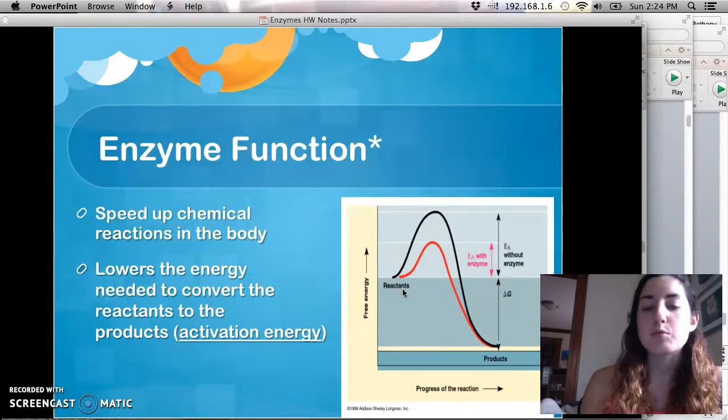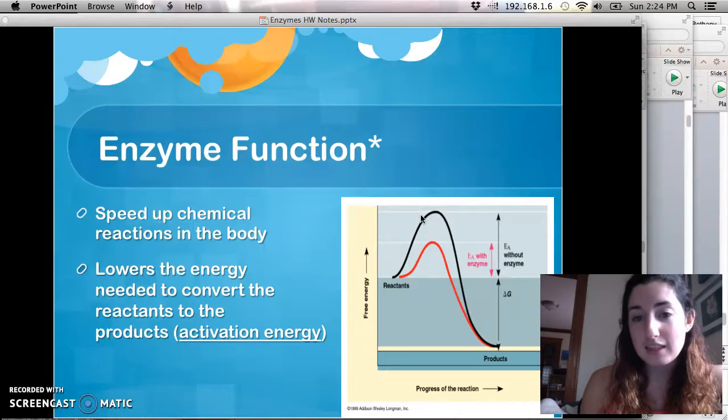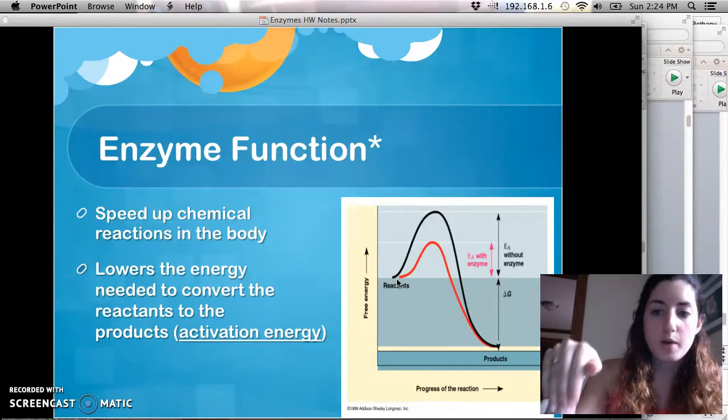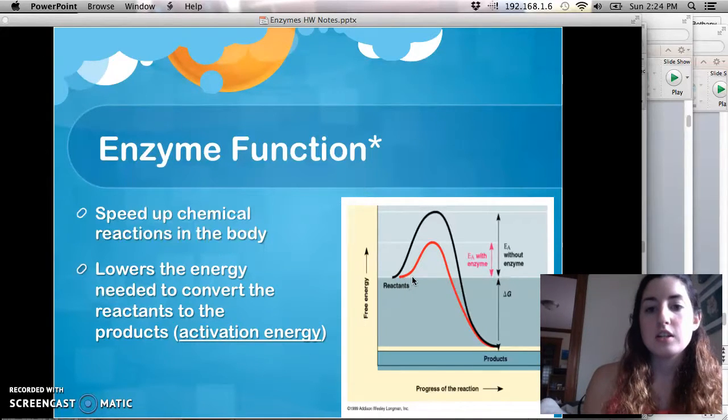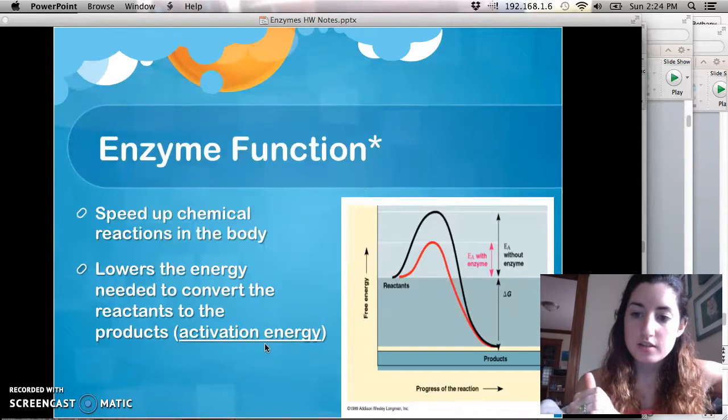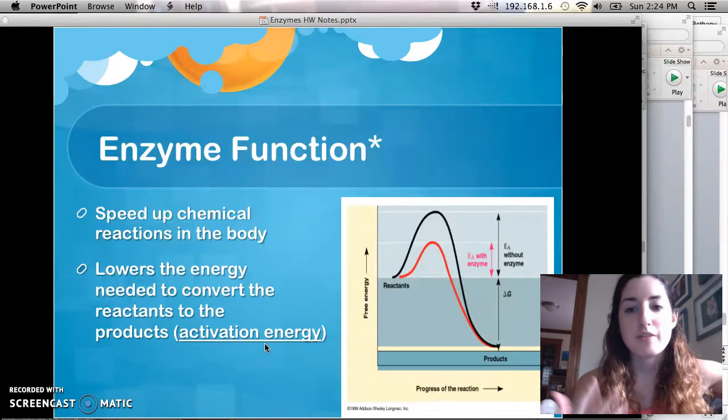Well, enzymes, what they do is instead of taking this much energy, look at the black line, instead of taking this much energy to go from the beginning to the end, they lower it. They make it smaller, so it becomes easier to get over the hump to get down to where you want to be. The amount of energy required to go from reactants to products is called the activation energy, which you definitely need to know. So enzymes lower it so that less energy is needed so everything can go faster.